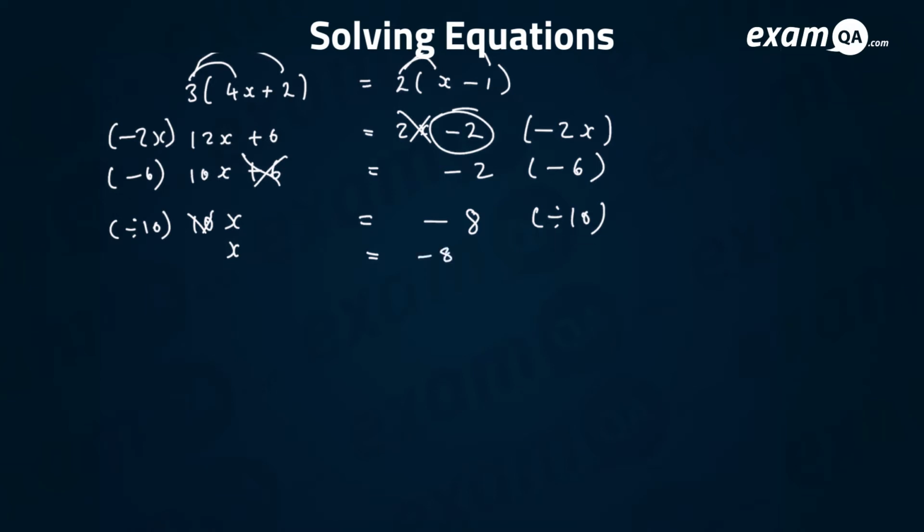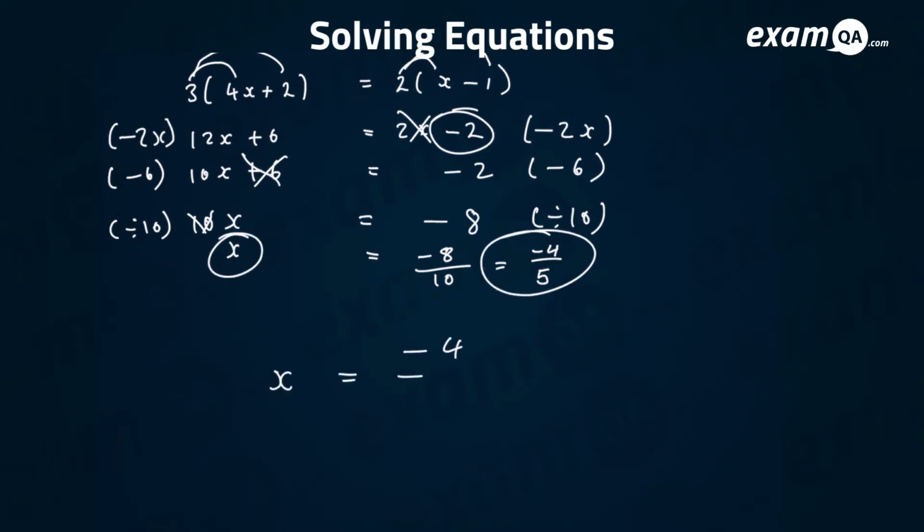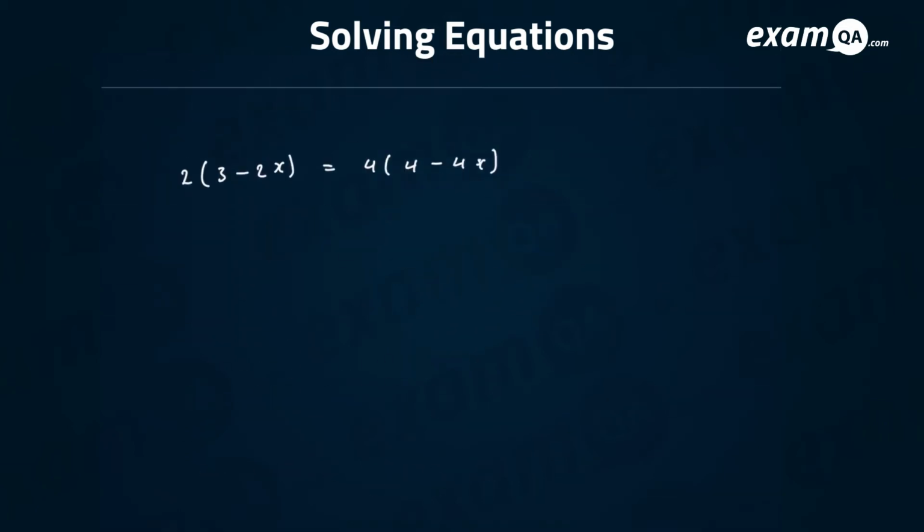You can literally write minus 8 over 10, because over 10 just means divide by 10. And then you can simplify that if you like. Both of them can be divided by 2, and you're left with minus 4 over 5. So x equals minus 4 over 5. Let's go to the next question.